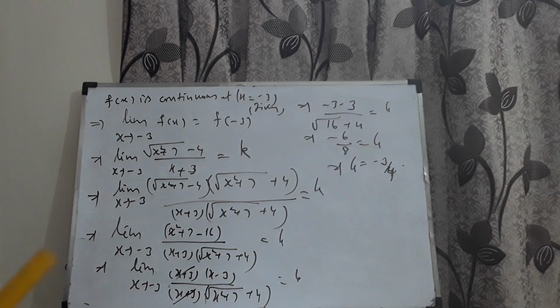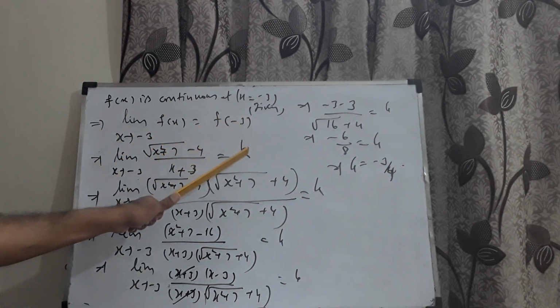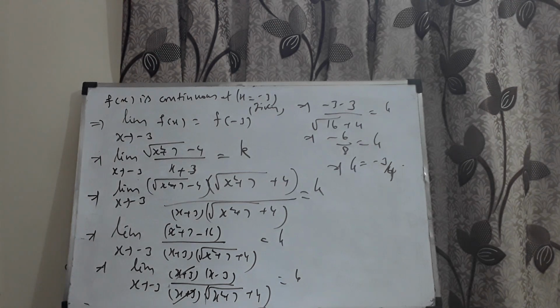Therefore, whenever it is not equal to minus 3, this is my functional value. This is my function. When x equal to minus 3, it is equal to k. That's called the functional value. If you apply minus 3 directly in both numerator and denominator, you end up with 0 by 0, which is not possible. See here, 4 minus 4 is 0, minus 3 minus 3 is 0.